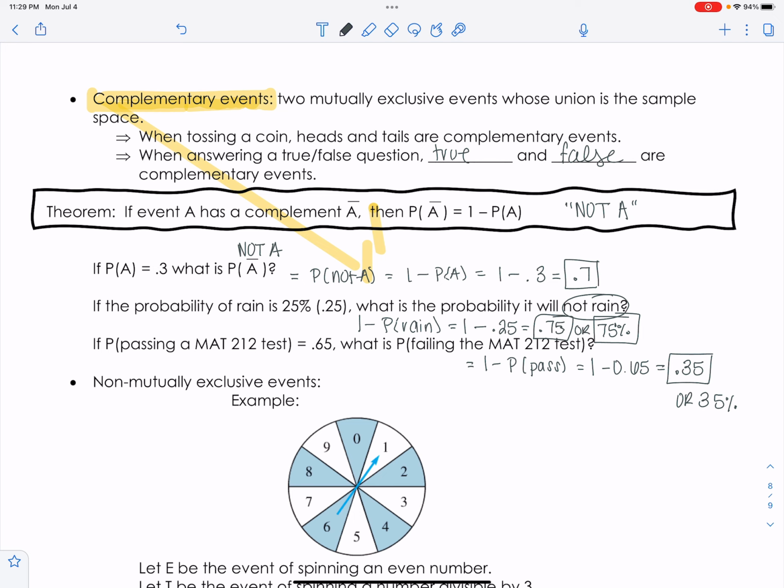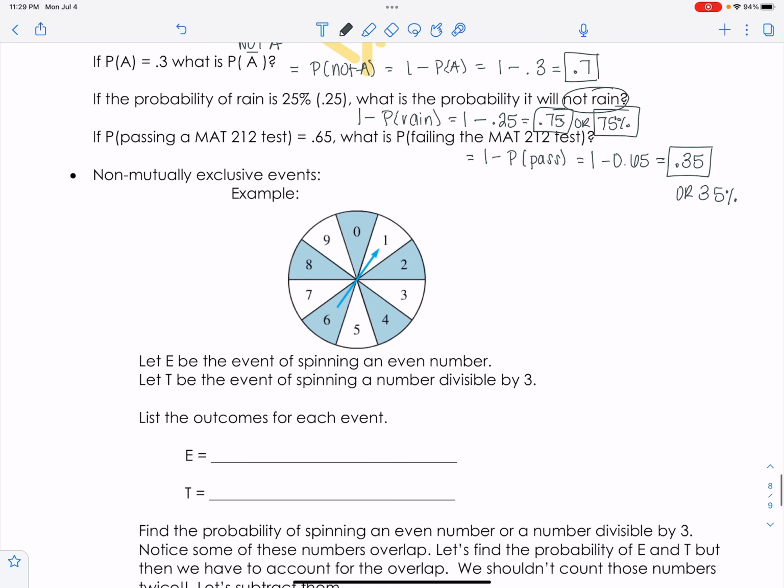And so non-mutually exclusive event examples, spinning that spinner. Let E be the event of spinning an even number and let T be the event of spinning a number divisible by 3. These are not mutually exclusive because it's possible to be an even number and be divisible by 3. And so therefore those are not mutually exclusive.